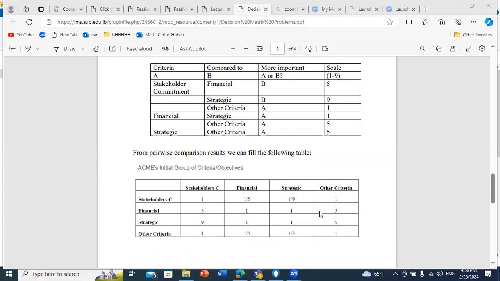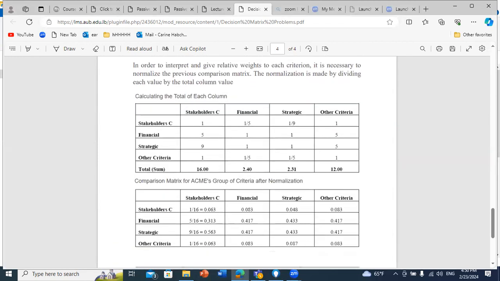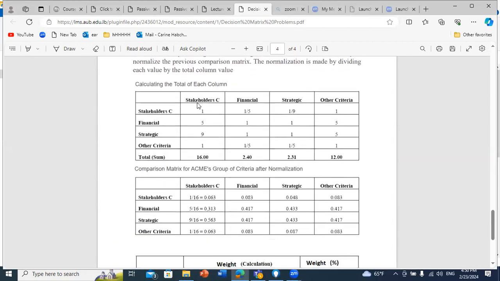So as we mentioned, the first step is to find the total. Okay, so you get the total for each column as we did. So you have, let's say, 16, 2.4, 2.31, 12.